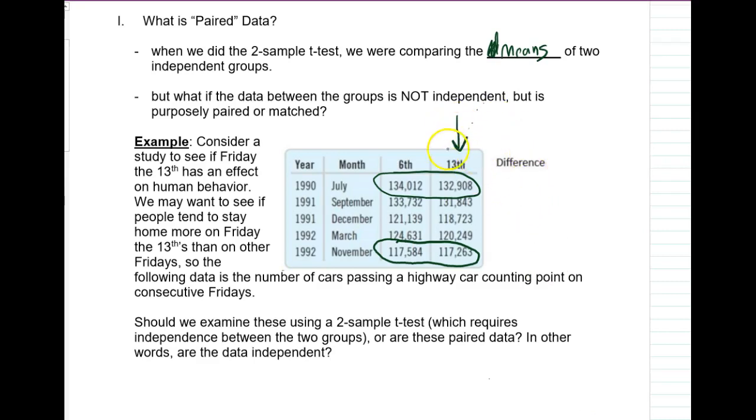If it was not paired, the data would be something like this. I sampled a random number of Friday the 13ths, and then I sampled a random number of Friday the 6ths, and there was no relationship between the two. All right, now, when we do this, we are not going to use a two-sample t-test like we did in chapter 23, where we compared the means. Instead, we're going to create our statistic, which is the difference between each one of the data points. So this is going to be a one-sample t-test that we're going to run.